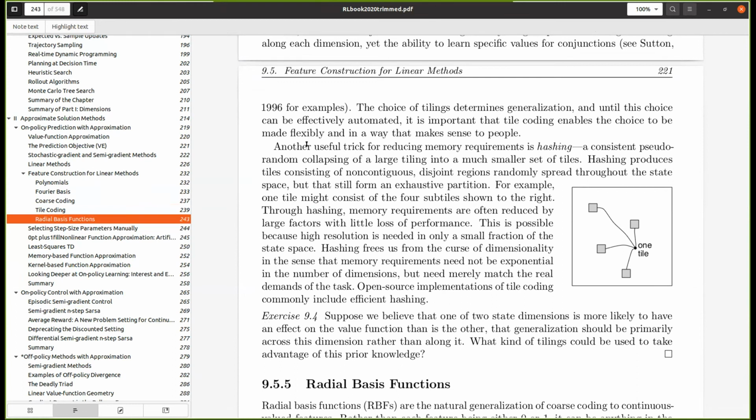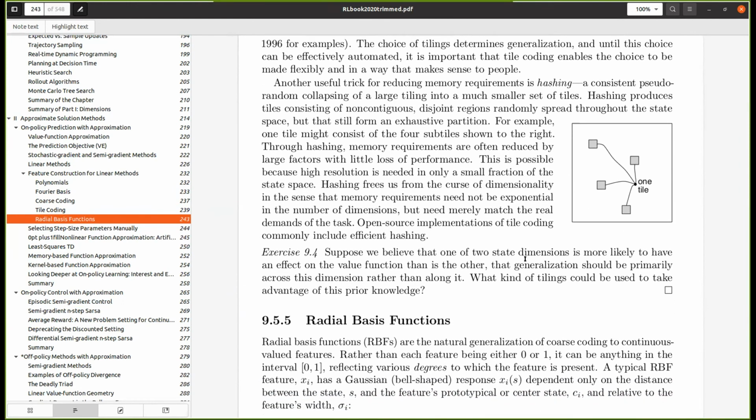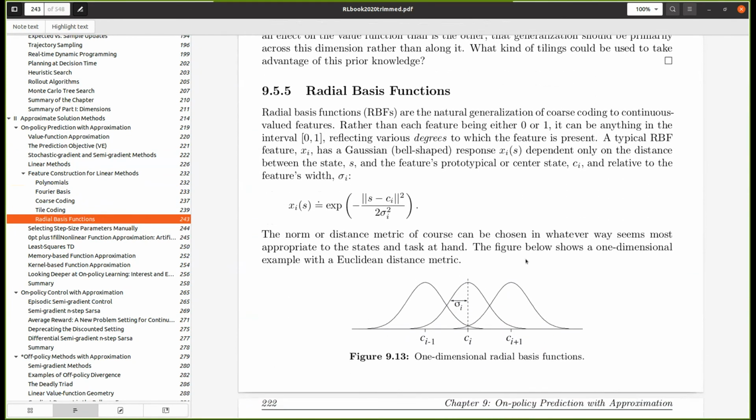Another thing you can do, instead of using the tiles directly, is use some hashing function. In this case you collapse tiles into one tile using a hashing function. I won't go into much detail about that here.